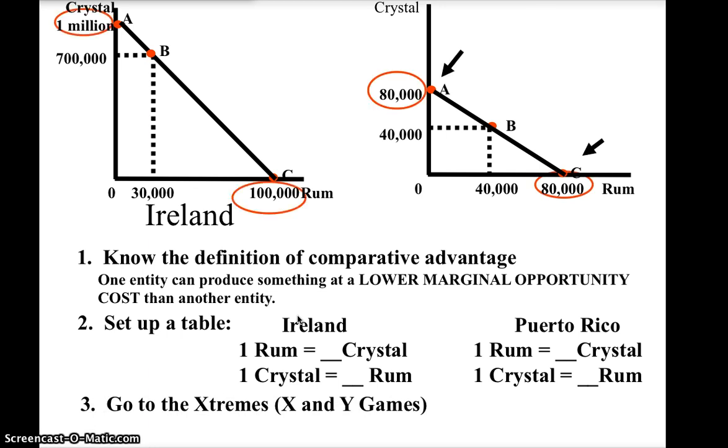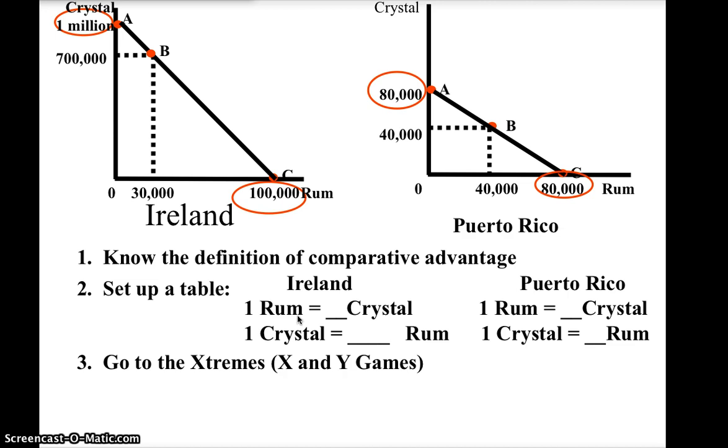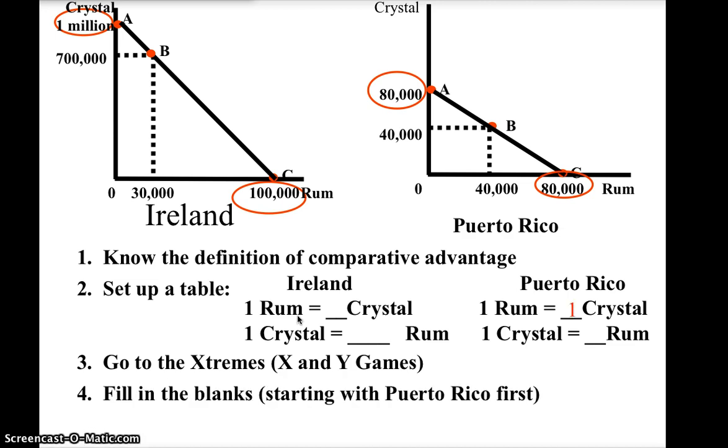that 1 rum for Ireland is equal to, well, let's start with Puerto Rico first. Puerto Rico is easy, right? 1 rum in Puerto Rico equals 1 bottle of Cristal. That's what they give up. And 1 bottle of Cristal equals 1 bottle of rum. That's what they give up. For Ireland, 1 bottle of rum, you divide by 100,000, gives you 10 bottles of Cristal, meaning every time they produce a bottle of rum, they give up 10 bottles of Cristal. And 1 bottle of Cristal equals 1/10 bottle of rum.